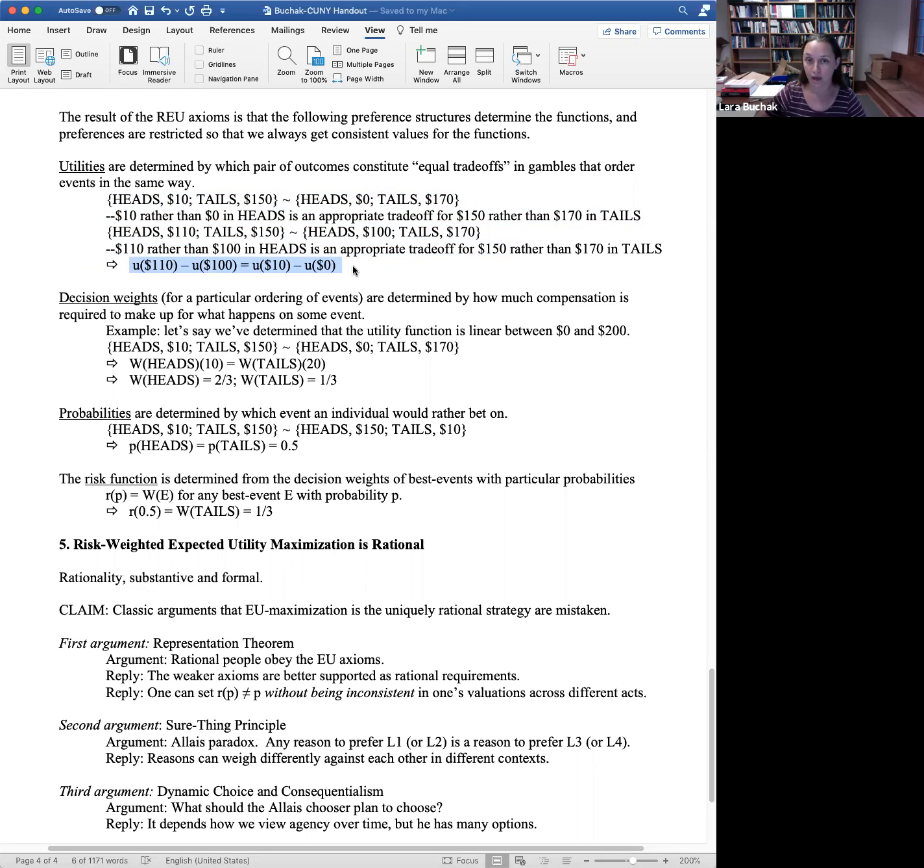You look at when you're indifferent between a trade-off in one context and a different trade-off against the same thing, and then those two trade-offs are going to have the same utility difference. So that's what utility is according to these theories. And by the way, this is true in both expected utility and risk-weighted expected utility. These structures will give you that.